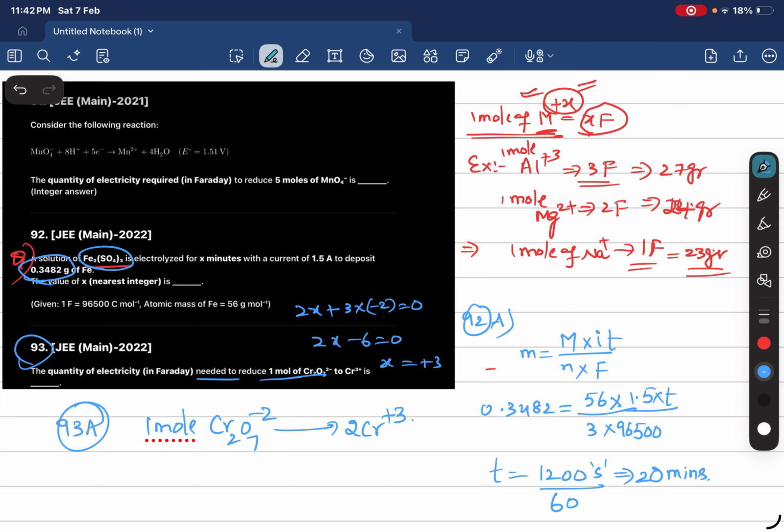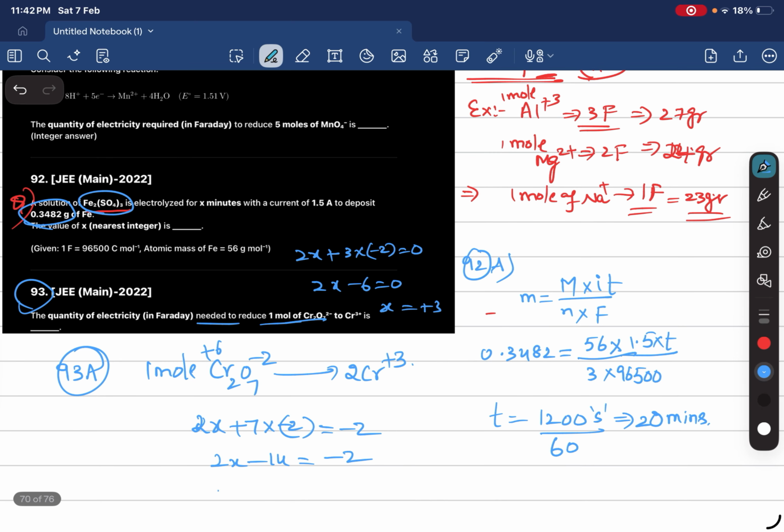So here the oxidation state of Cr will be plus 6. If you want, you can write 2x plus 7 into minus 2, as each oxide has oxidation state minus 2, equals minus 2. So 2x minus 14 equals minus 2. So 2x equals 14 minus 2, which is 12. So x equals 12 by 2, which is 6. So to make electrolysis of 1 mole of Cr2O7 minus 2 to Cr plus 3, 6 Faradays are required. So the answer is what, students? 6F. Hope it is clear.